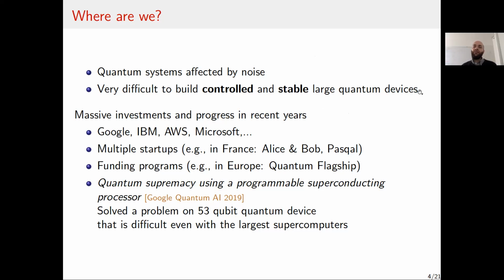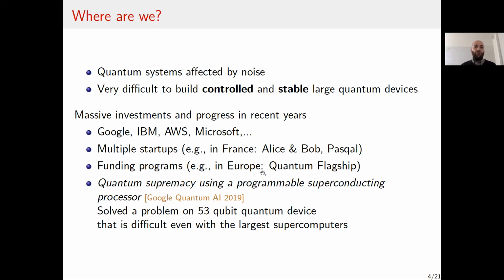But we're seeing significant progress in recent years. As you might have heard, there are massive investments towards quantum technologies at different levels. All the big tech companies like Google, IBM, Amazon, or Microsoft have a very large quantum team who are trying to build quantum computers. We have multiple startups on an international level; here I mentioned just some examples at the level of France. There are huge funding programs, again internationally, but at the European level, you might have heard of the Quantum Flagship.